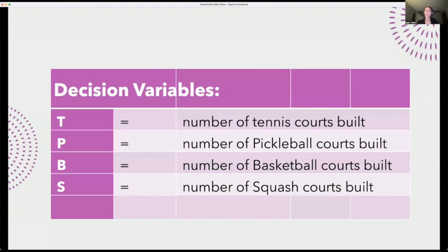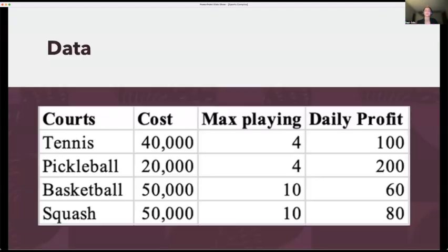To begin to work on this linear programming model, I first had to come up with decision variables, and I tried to make it as simple as possible. I assigned the number of tennis courts to be built to T, the number of pickleball courts to P, basketball courts to B, and squash courts to S. Like I said before, what we're really trying to do is find the optimal combination of courts.